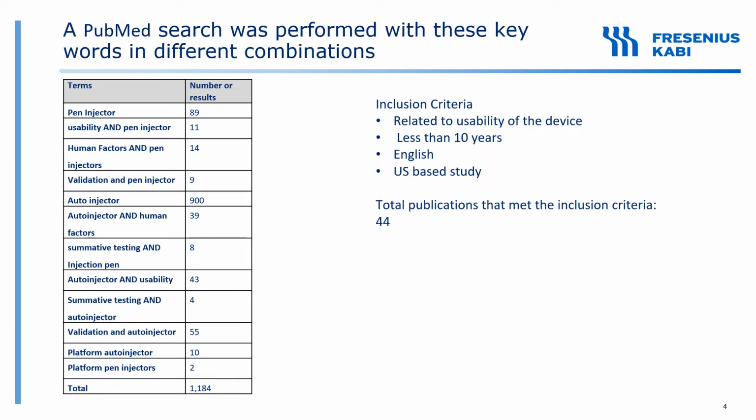So terms like pen injector and usability, and pen injector, were narrowed because the list was so high. And the same thing with auto injectors. You can see that we had over 900 results for that. So we lowered it down to auto injector and human factors, summative testing, and injection pen, auto injector and usability. So you see the total results of 1,184. By the time we finished with the inclusion criteria, the total publications that met the inclusion criteria were actually 44.